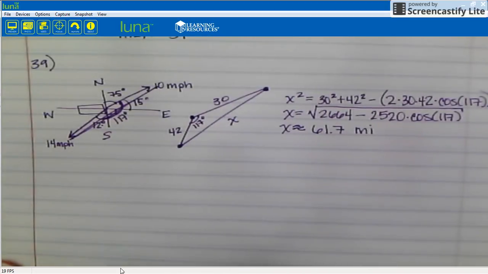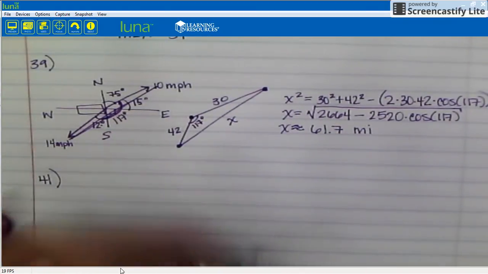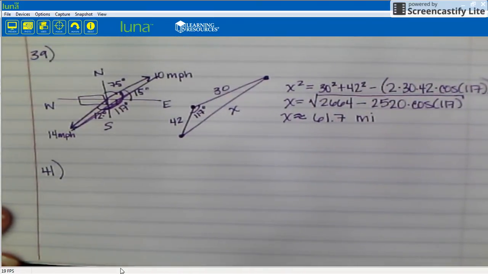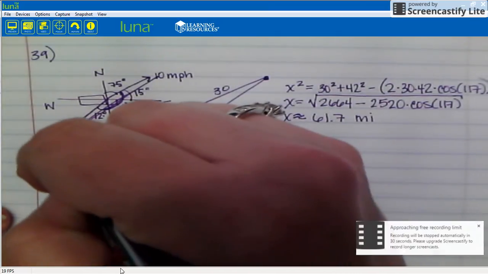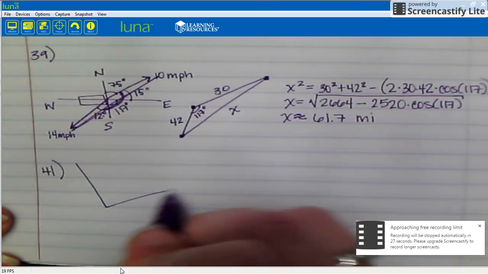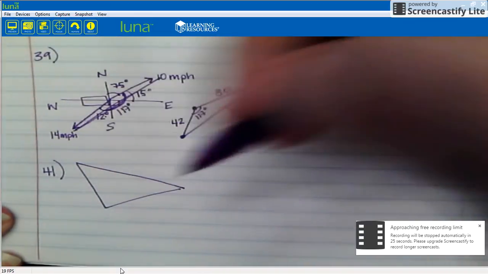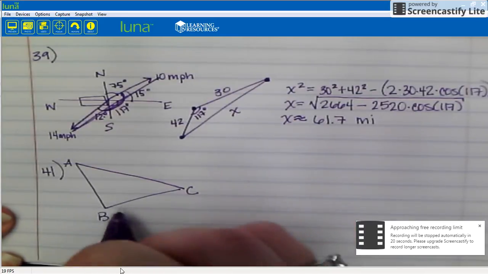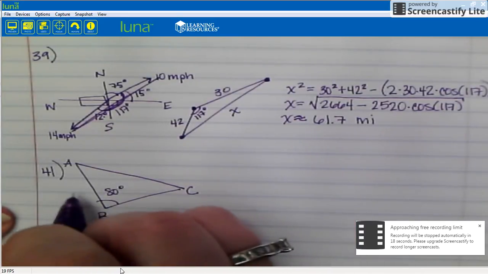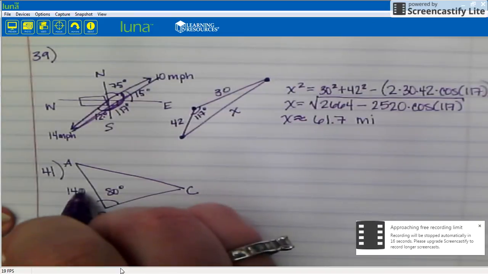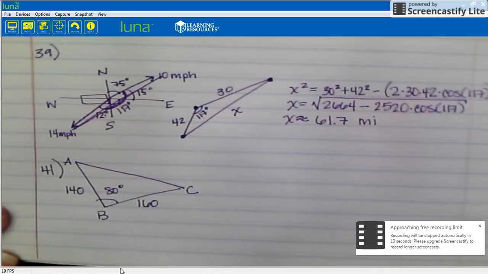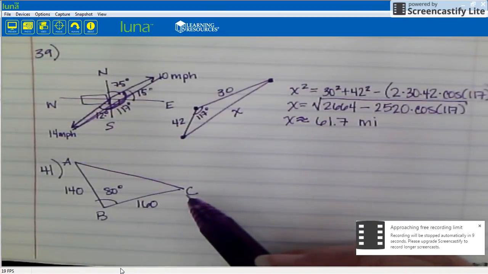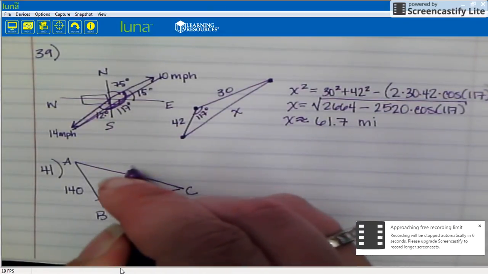Okay, and number 41. We have find the distance across the lake from A to C. So we have this triangle that we're looking at here. We have A, we have B, we have C. This angle is 80 degrees. This is 140. And this is 160. And so you need to find A to C. And so you use the law of cosines solving for this side.